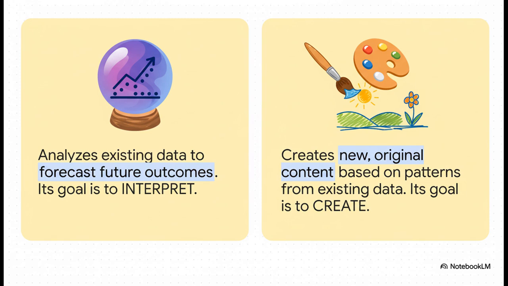On one hand, you have predictive AI. Think of it like a weather forecaster. It looks at all the data from the past to predict what's probably going to happen next. Its whole job is to interpret. But then, on the other hand, you've got generative AI. This one is the artist, the creator. It uses everything it's learned to make something totally new. Its goal is to create.